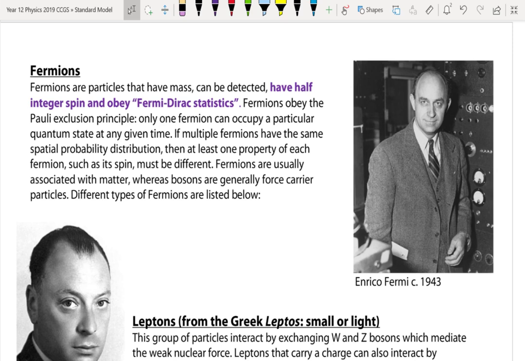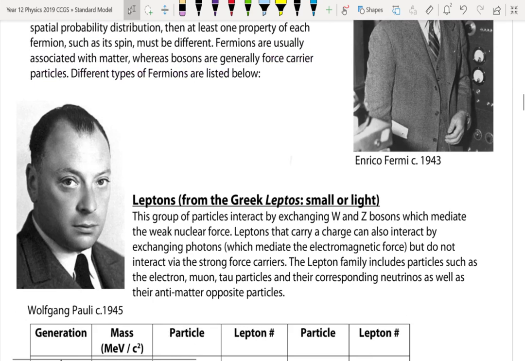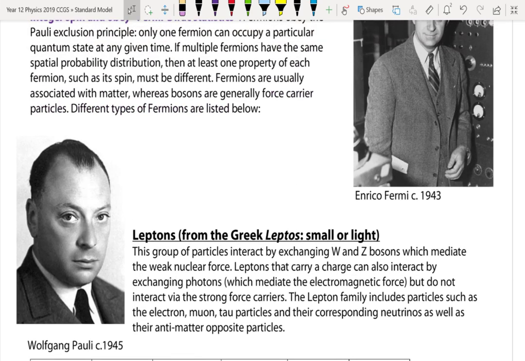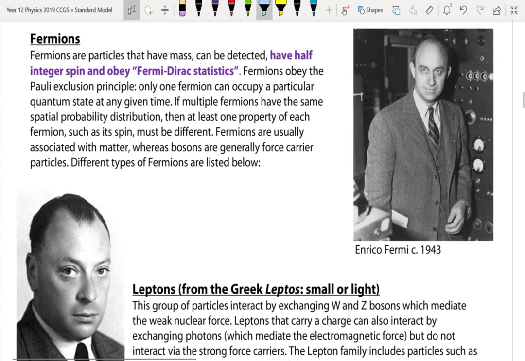It's not in the syllabus, but to correctly identify them, you would say that they have half integer spin and they obey Fermi-Dirac statistics. Now, more on Dirac in just a moment. We're going to get to a table at the bottom of this page. We also have here Wolfgang Pauli, very handsome gentleman he is. Now, fermions are associated with matter. Fermions usually associated with matter. They obey Pauli exclusion principle.